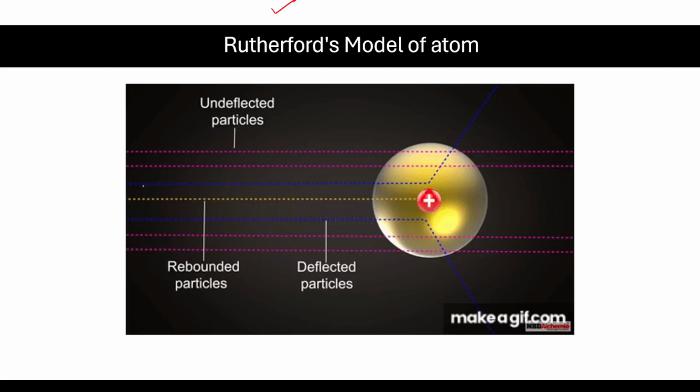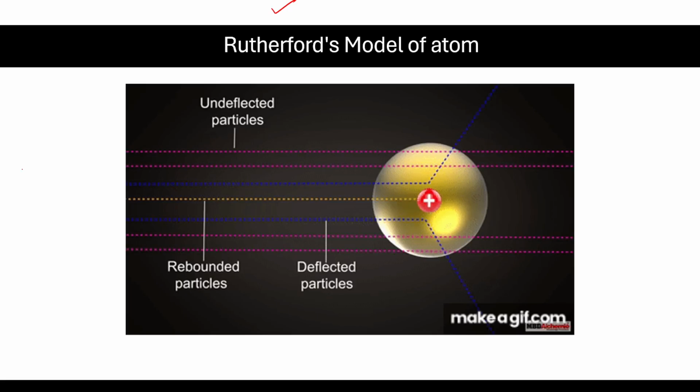Rutherford, along with a few of his lab people, Marsden and someone else, did this experiment and established the structure, the model, of an atom. So what experiment was it? They fired a few alpha particles onto a gold foil.